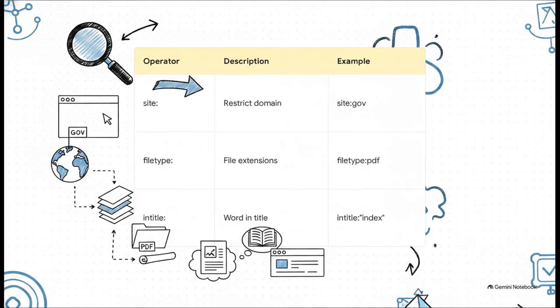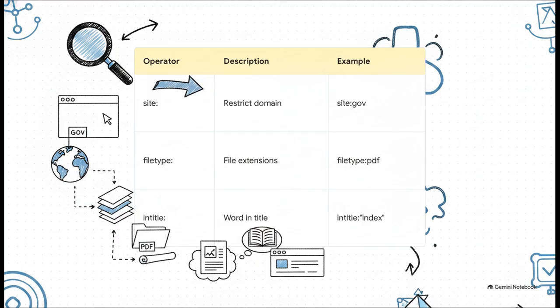Okay, let's look at the heavy hitters. These core operators are going to be your foundational filters. The site operator restricts your search to a specific website or a top-level domain. So typing site:.gov guarantees you're only looking at government websites. Next is the filetype operator. Sometimes you'll see people use ext for extension. This forces the engine to only bring back specific document formats. filetype:pdf ensures you get actual PDF documents, not some blogger talking about PDFs.